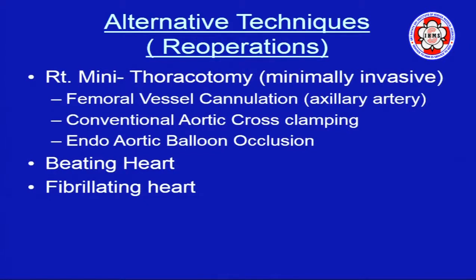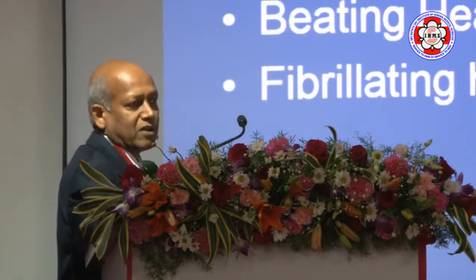What are the alternate techniques? One is a right mini thoracotomy. I use this especially for women, young people, and also redos. My preferred approach. In this, we basically utilize a femoral vessel cannulation. There could be Seldinger technique or the open technique. Conventional aortic cross-clamping can be done. What I do, basically, a small separate incision, the second interspace in the anterior axillary line, and then pass the cross-clamp. And I would say 90% of the time I can cross-clamp the aorta directly with this approach.